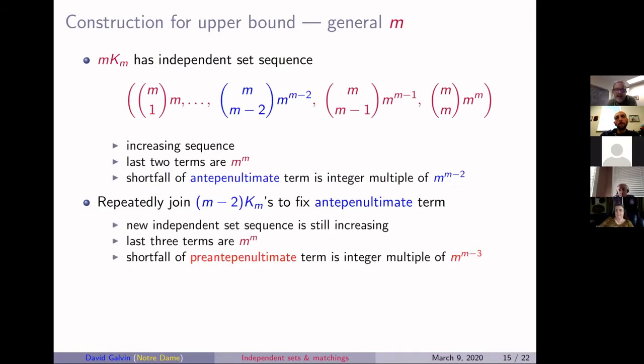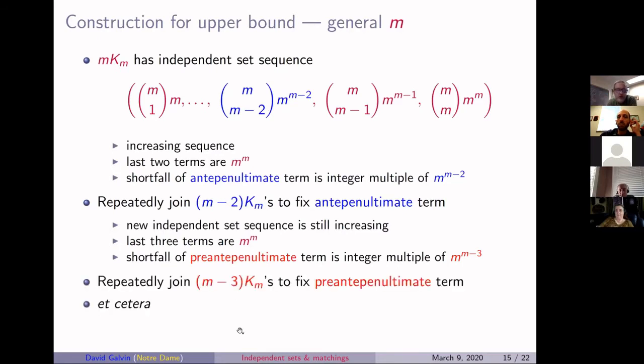So that's some easy algebra, that this new independent set sequence is still increasing. The independent set sequence of this gadget is increasing, and you're adding an increasing sequence to an increasing sequence to give you an increasing sequence. Now the last 3 terms are m to the power m, and now we have to deal with the pre-antepenultimate term. But that's an integer multiple of m to the power m minus 3. This is another thing you have to keep track of in the algebra, that as you run down fixing the terms one by one, constantly what you have to deal with is an integer multiple of m to the power of whatever index you're currently working with.